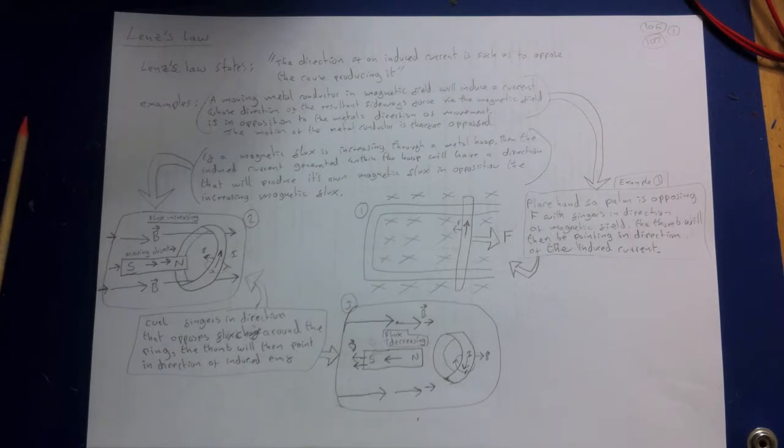So Lenz's law states the following: the direction of an induced current is such as to oppose the cause that's producing it. So that's it really, that's the main thing to remember. The cause of the current may be the motion of a conductor in a magnetic field, or the change of flux through a stationary circuit.